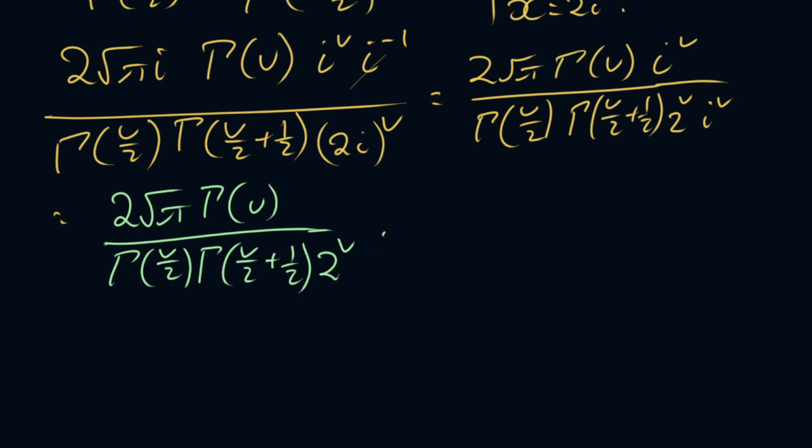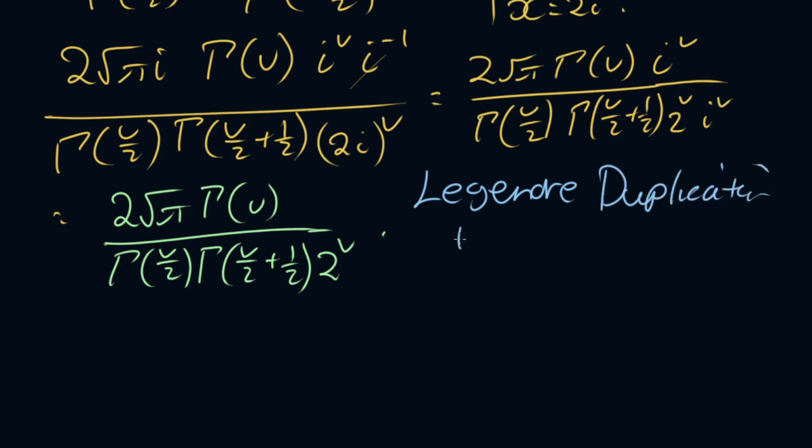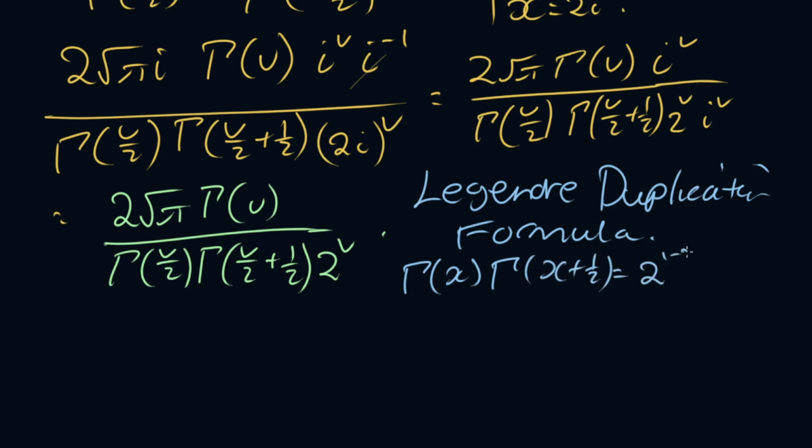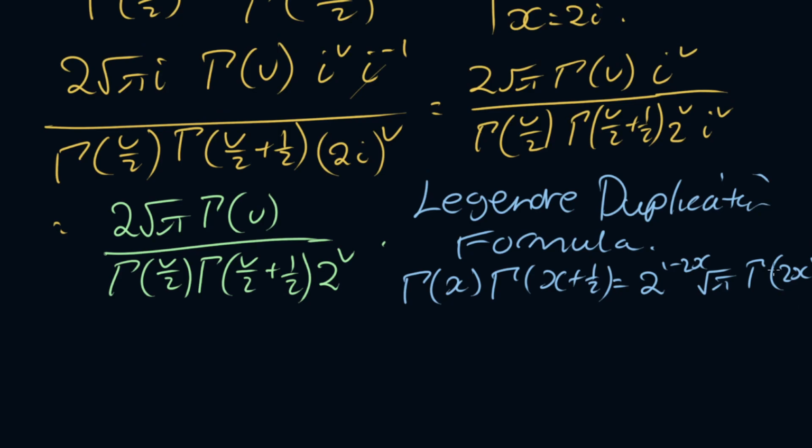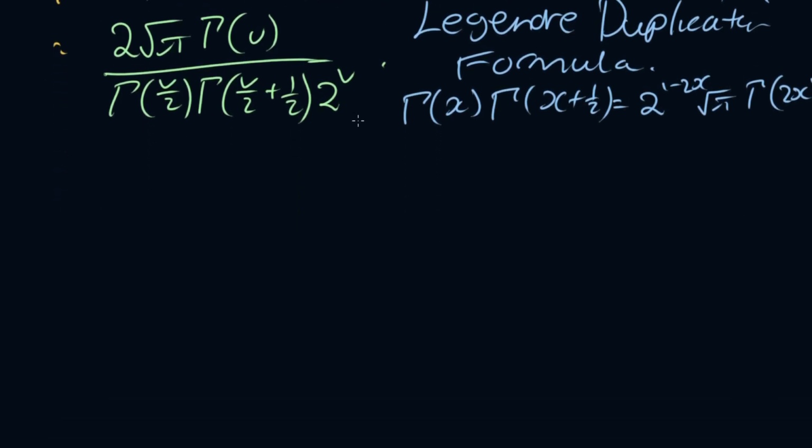Now we can use a formula called the Legendre duplication formula, and this says that gamma of x times gamma of x plus 1 half is equal to 2 to the 1 minus 2x root pi gamma of 2x. If we use this formula, we can see that we have something similar on the bottom, except that x equals nu over 2. Either way, we can substitute this in.